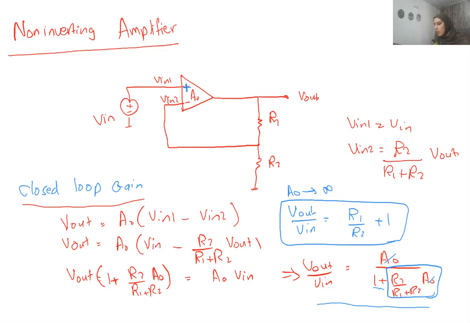Now you can see that the closed loop gain is completely dependent on the feedback factors, or the components forming the feedback. So here it depends on the ratio between the resistors R1 and R2.